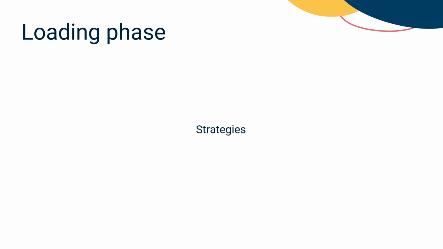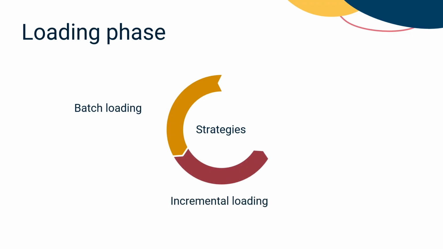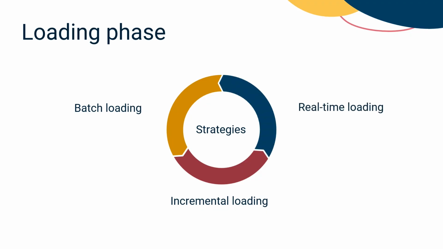The strategies for loading data include batch loading, incremental loading, and real-time loading. Batch loading includes periodic updates of large datasets and is suitable for historical or archival data. In the case of incremental loading, only the new or changed data is updated, reducing resource consumption, and in real-time loading, data is streamed as it arrives, enabling immediate use for real-time analytics.